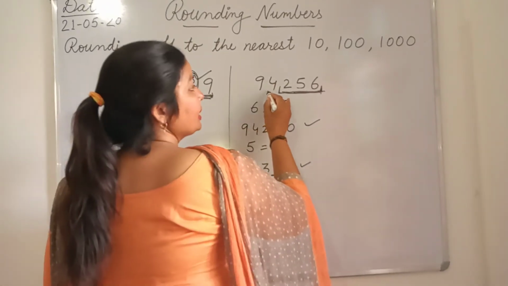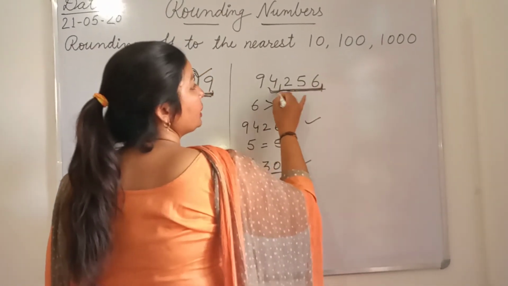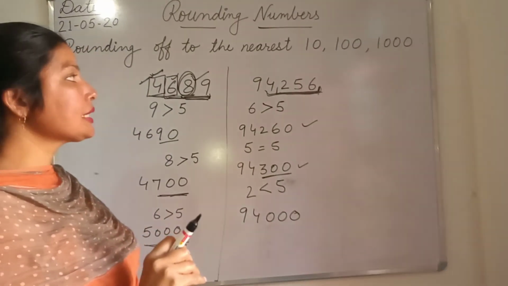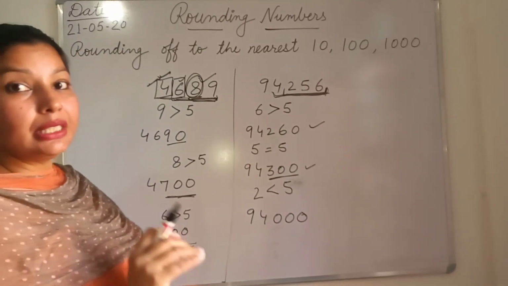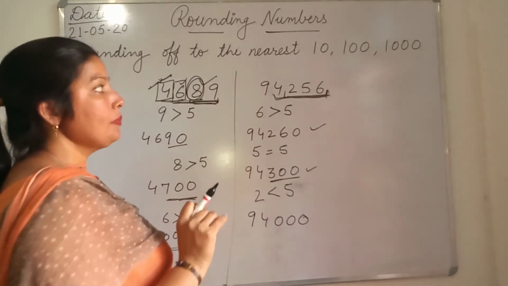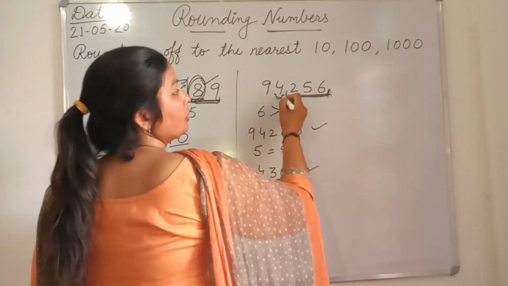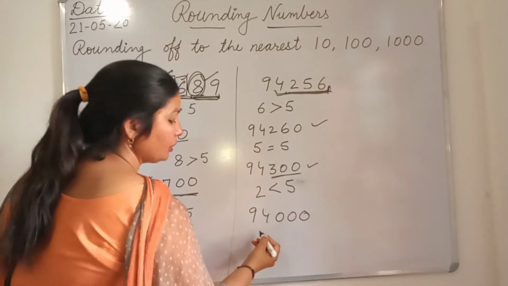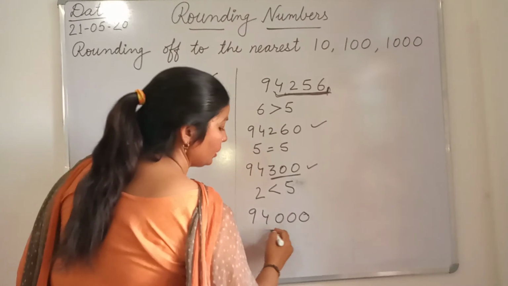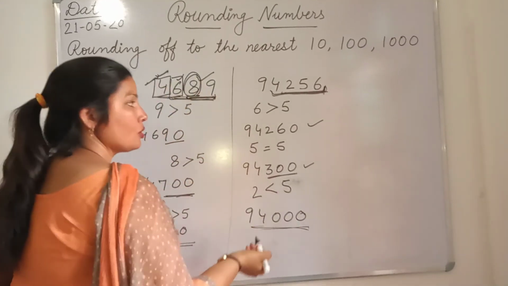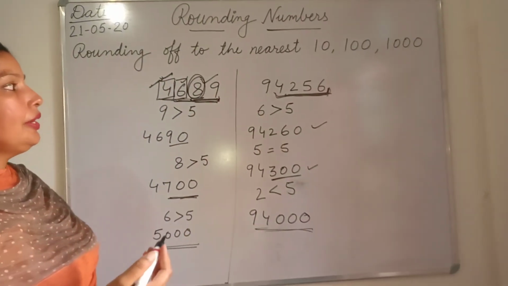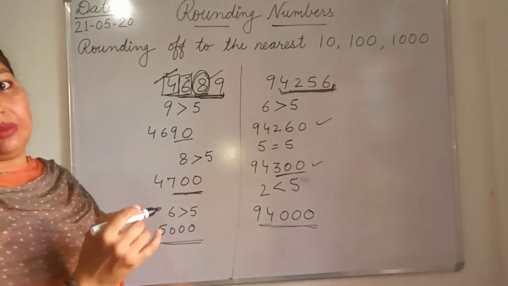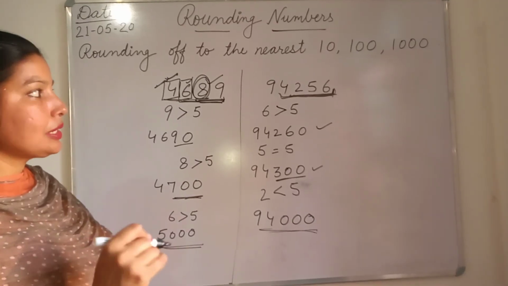Up to 1000 we will check. There is 4256. Now 4256 is between 4000 and 5000. Okay. So 4256 is near to which? Near to 4000. So take your 94,000. Okay. So like this also you can check. And this is the method: you have to check the previous column. Like this you have to solve. Now we will start our exercise.